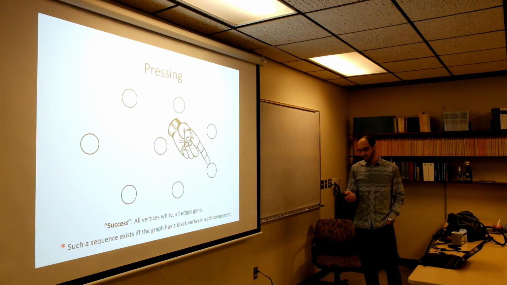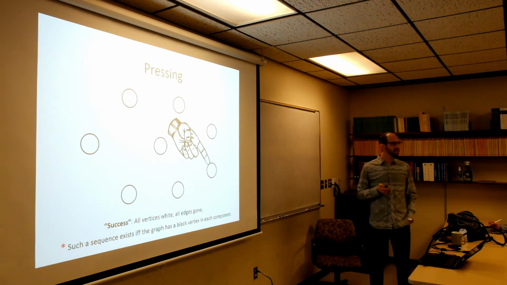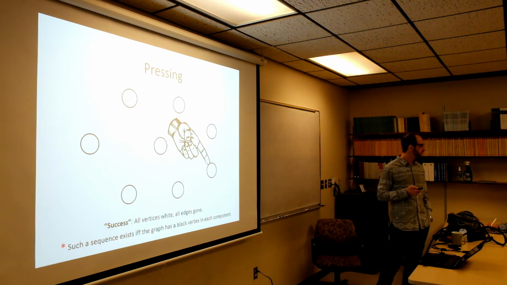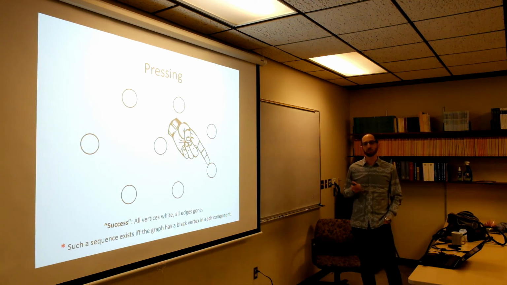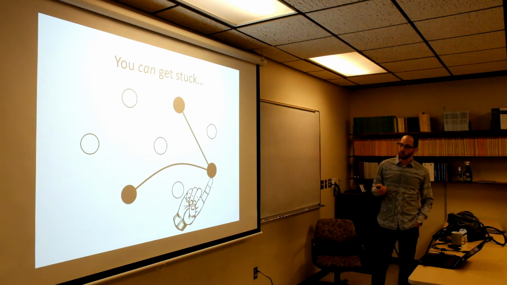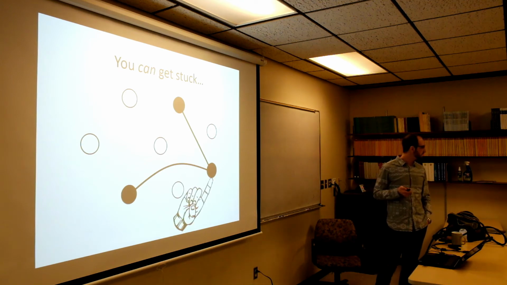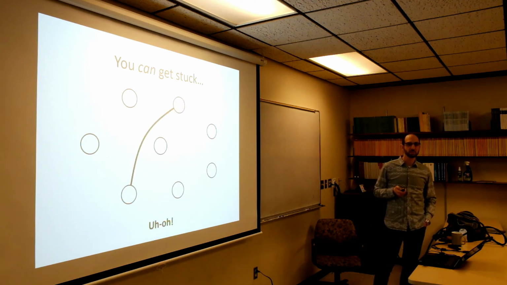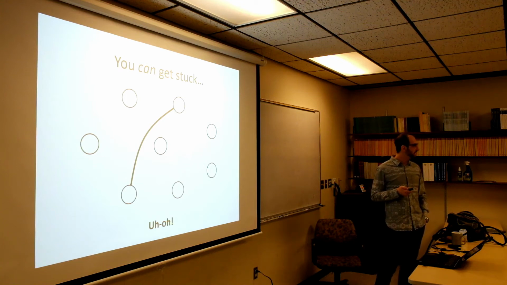And then the little asterisk that I mentioned earlier, this always exists if the graph has a black vertex in each component. Surprisingly, it's not trivial. It's not hard to prove that, but it's not trivial. You might have thought as I was doing this that you could just greedily press black vertices. But that's actually not the case. If you look, when we're at this stage, if you tried to press that vertex, you get stuck. There's nothing you can press, and you haven't gotten rid of the edges. So actually, you can't greedily press.